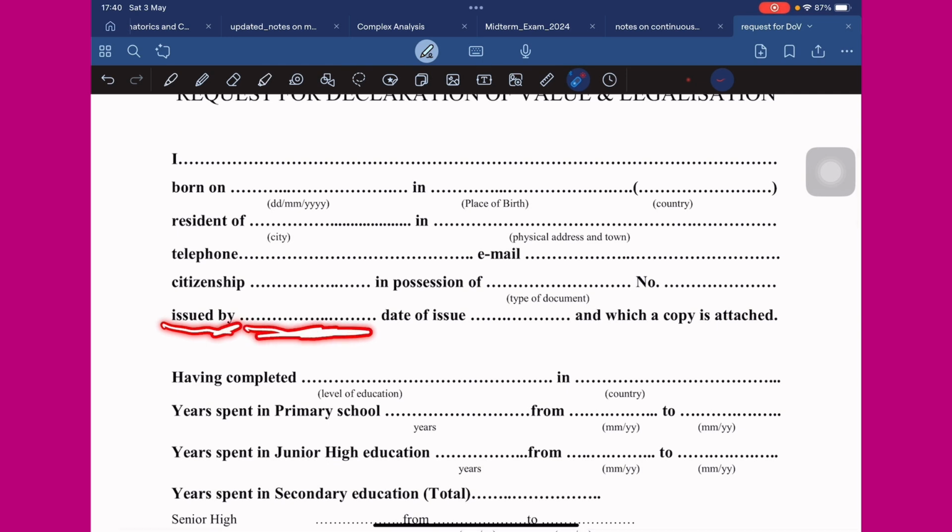Mostly it is written on the passport, but those coming from Ghana, you can write here Ghana government. So here, date of issue. The date of issue is the date your passport was issued. You can find this one on your passport, a copy of which is attached. Mostly the requirement for the declaration of value, they ask you to add a copy of your passport. Yes, so you have to do a photocopy of your passport and add it to it.